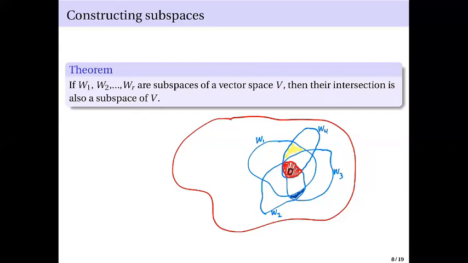Okay, so the intersection is a subspace. The number of subspaces doesn't really matter.